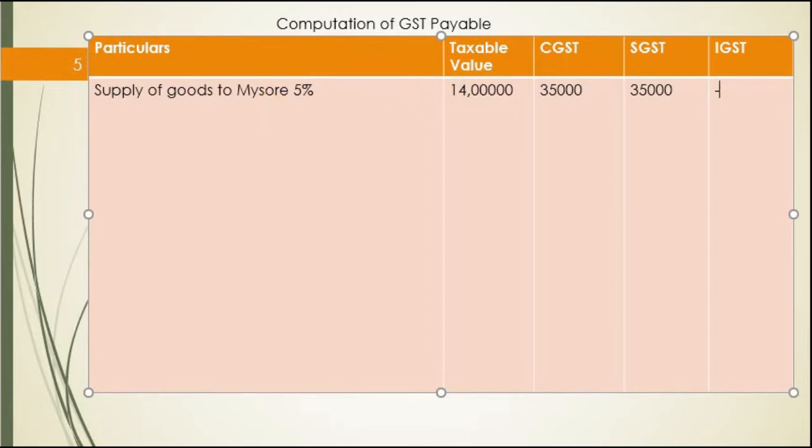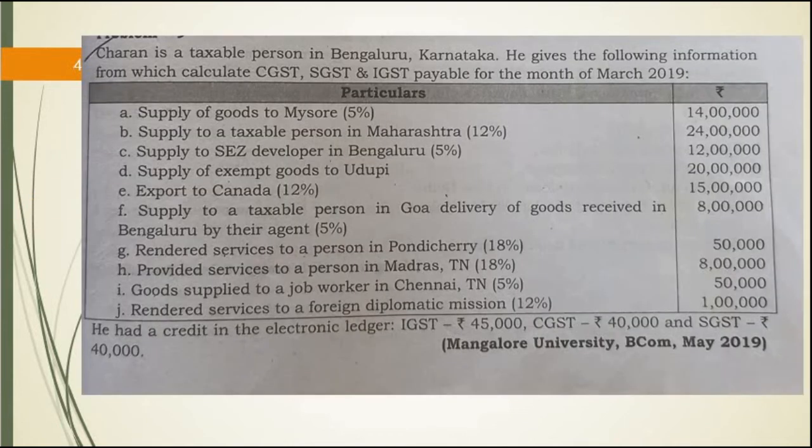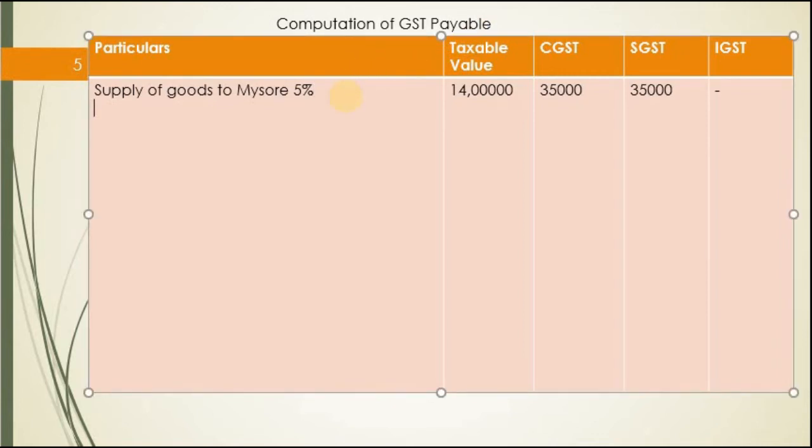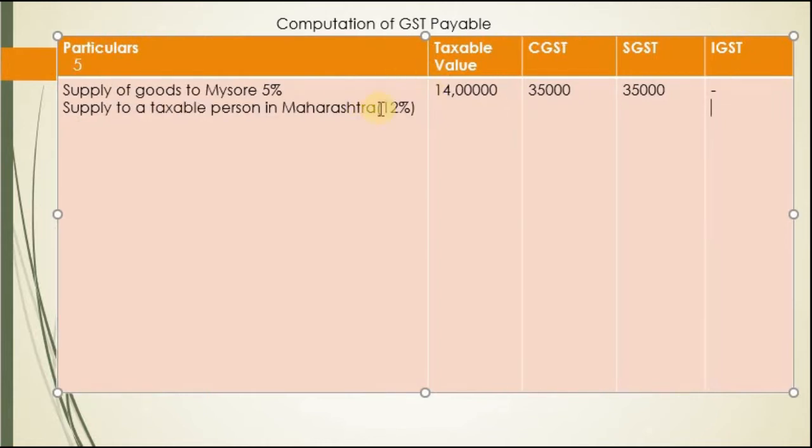The second transaction is supply to a taxable person in Maharashtra. It is an interstate transaction, so the GST that you are paying is IGST. The rate of tax is 12%, and the value is 24 lakh. 12% on 24 lakh is 2 lakh 88,000. So 2 lakh 88,000 is the IGST.